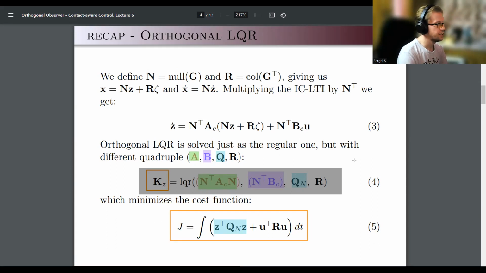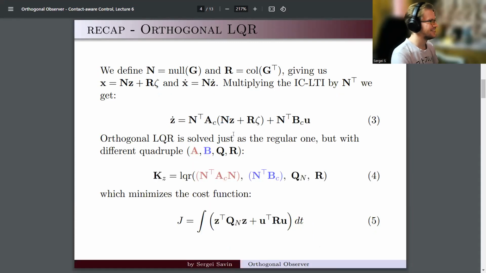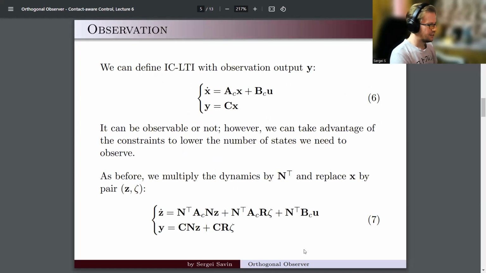Okay, so this is how you do LQR for systems with constraints, and this is your cost function that you minimize. Remember, LQR is all about minimizing the cost function, but as a side effect, it also produces a stable system, because if the system was unstable, then the cost would go to infinity. Okay. Recap over. This is what we did last lecture.